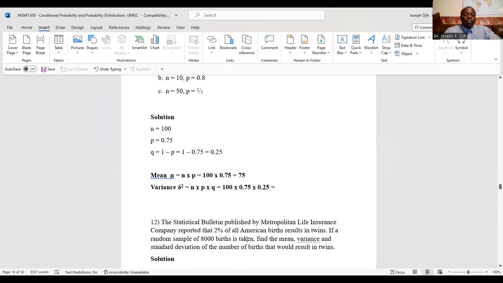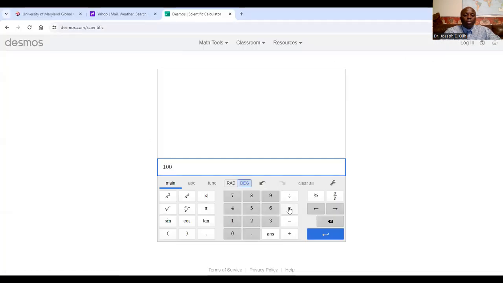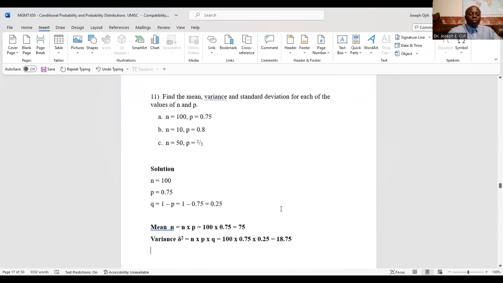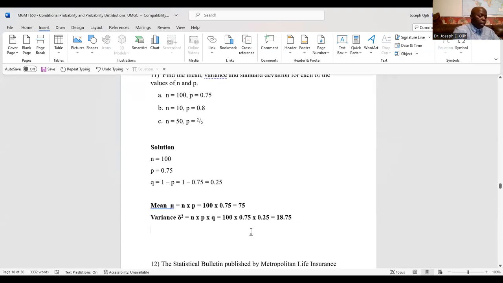So 100 times 0.75 times 0.25 gives 18.75. Then the standard deviation is the square root of the variance, and our variance is 18.75. It won't allow me to put the formula for standard deviation here, so I'm going to put it on this workbook.